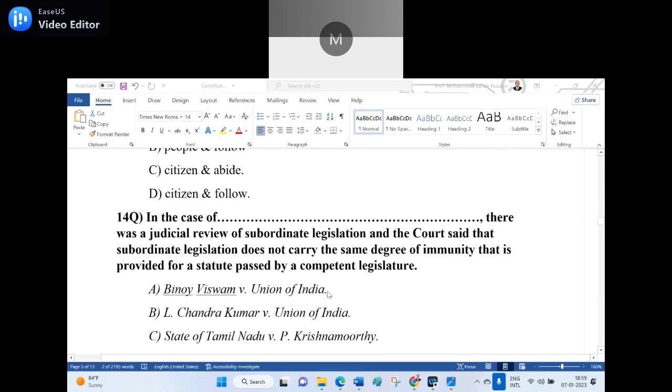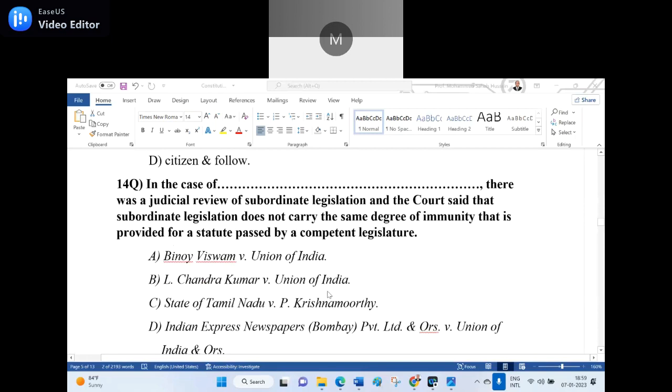So now the 14th question. In the case of dash, there was a judicial review of subordinate legislation, and the court said that subordinate legislation does not carry the same degree of immunity that is provided for a statute passed by the competent legislature. And this was observed in the case of A, Binoy Vishwam versus Union of India. B, L. Chandrakumar versus Union of India. C, State of Tamil Nadu versus P. Krishnamurthy. D, Indian Express Newspaper (Bombay) Private Limited and others versus Union of India and others.